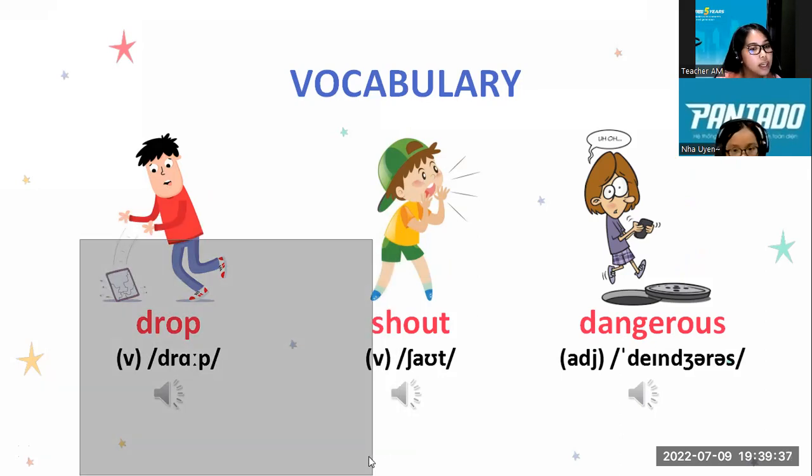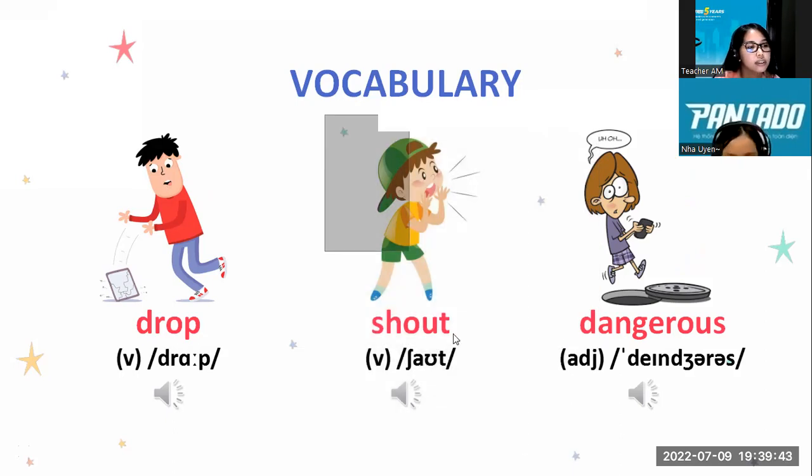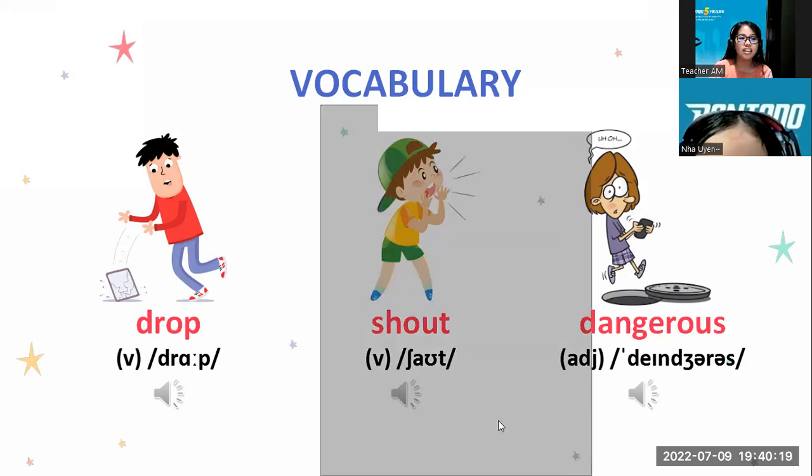Do you know drop, Uyen? Yeah. Okay, what about shout? Can you please shout? I want you to shout your name. What do you mean by shout? Do you know the meaning of shout? No. Okay, so shout is like that. Uyen! That is shouting. Hi! That is shouting. Okay, do you understand?